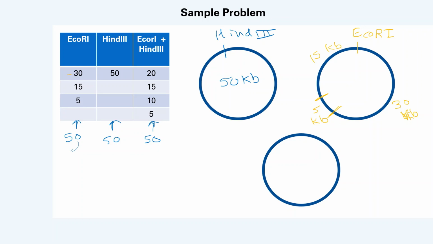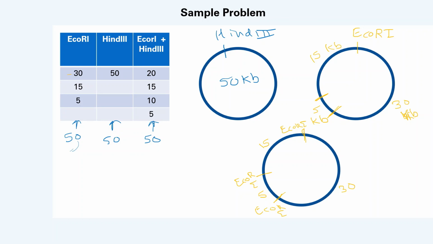Now, when we do the double digest, we always take the highest number of fragments and lay them out. So you go ahead and lay out the EcoRI digest. And write EcoRI, that's where it's cutting. EcoRI, that's where it's cutting. EcoRI, that's where it's cutting. This fragment is 30, this is 5, and this is 15. So I laid out the EcoRI fragments.